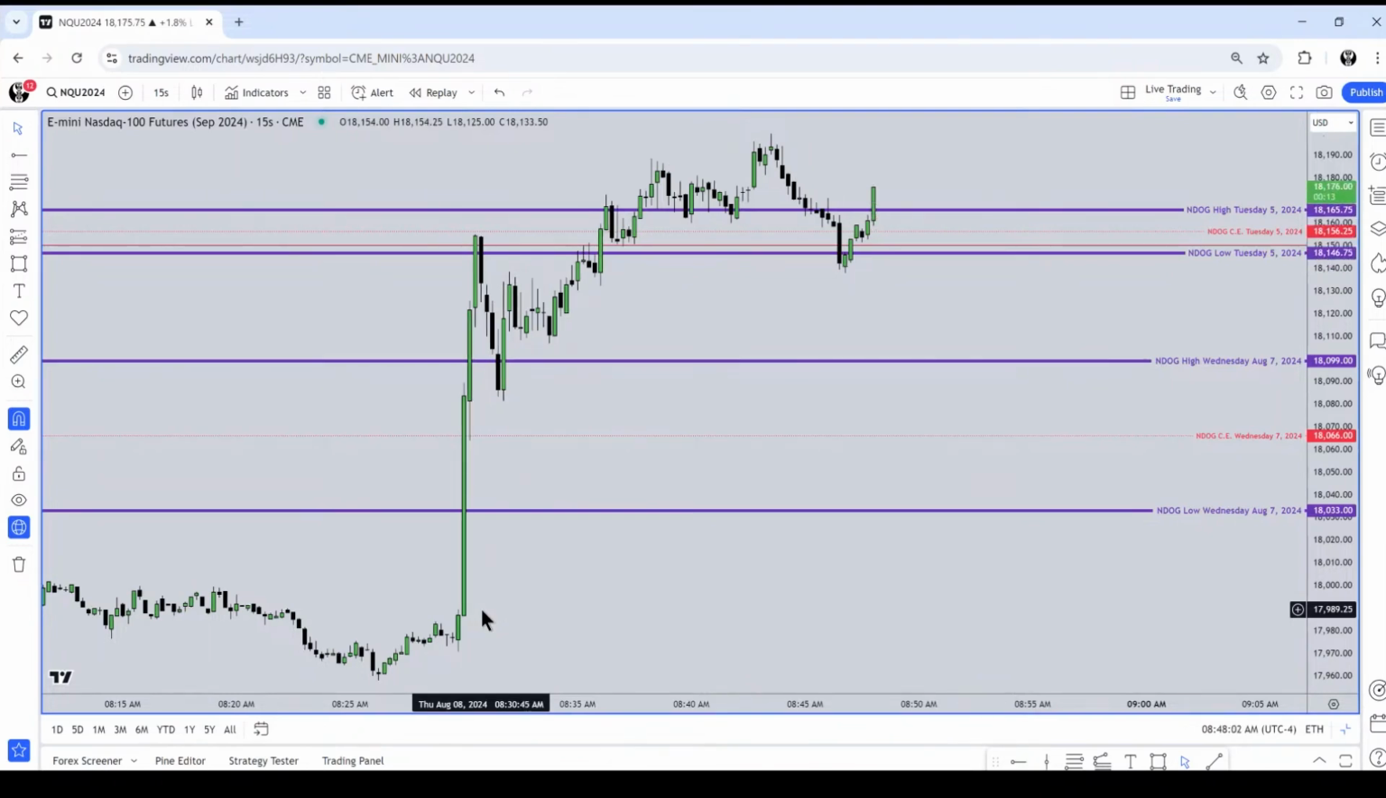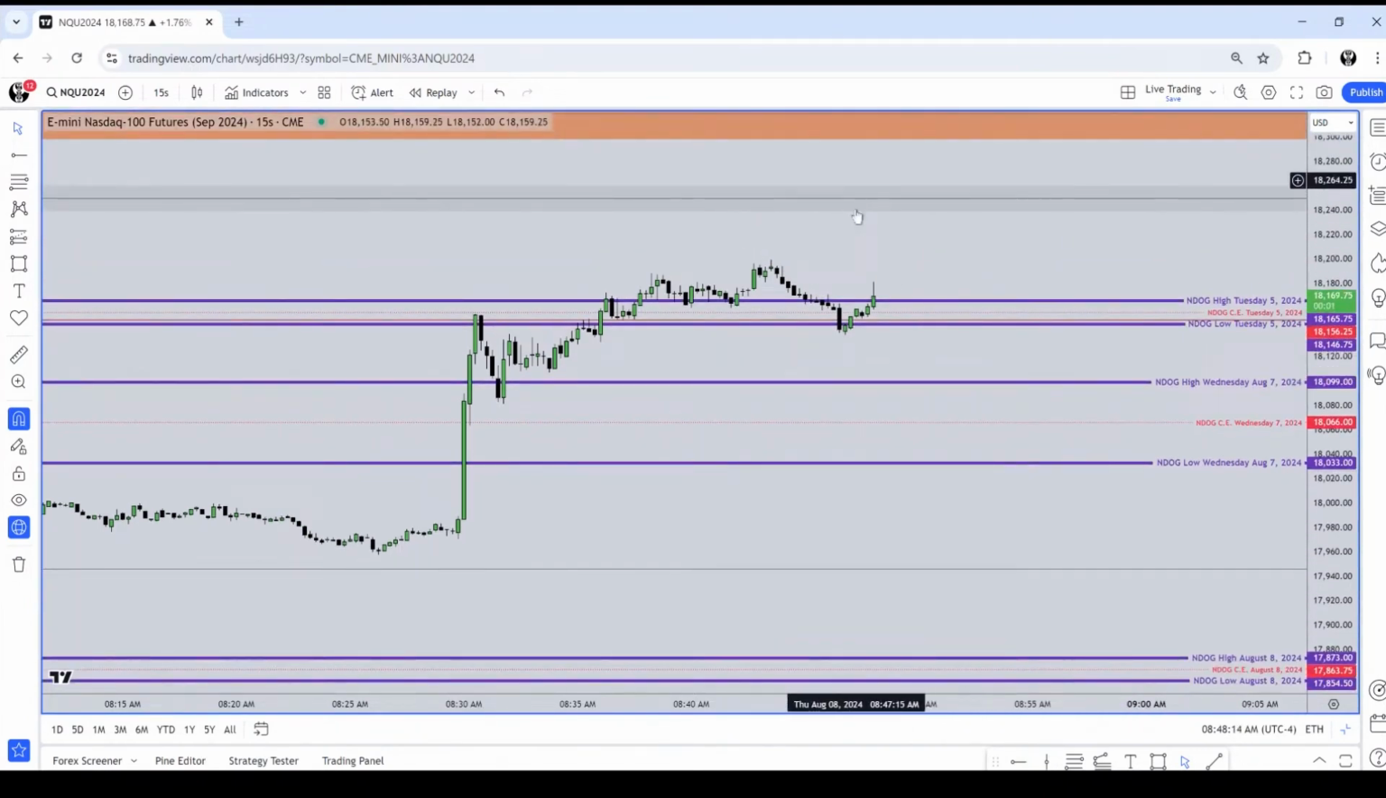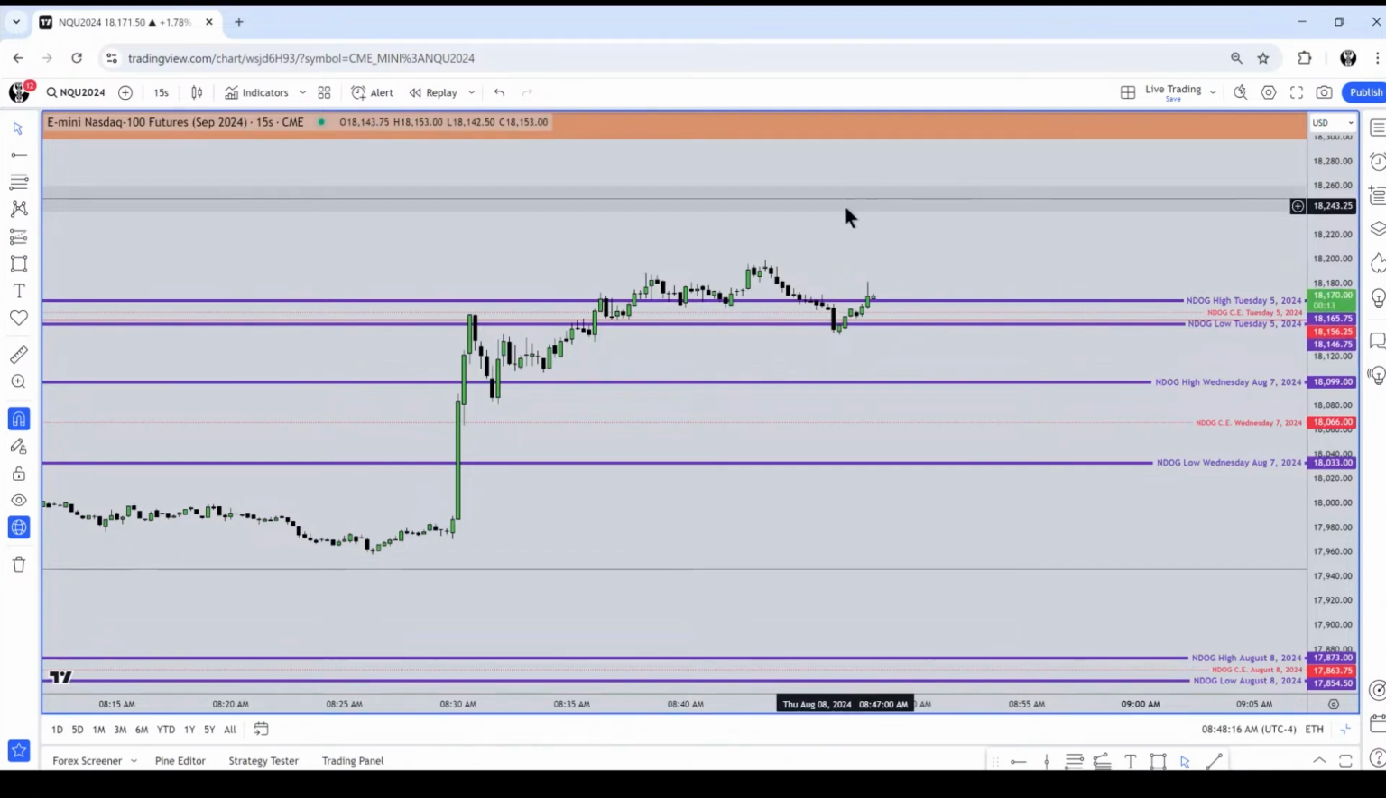Well, on the 15-second chart, we can see it runs into Wednesday's new day opening gap, Tuesday's new day opening gap, and then we have this fair value gap that is above equilibrium on the price run that's dropped since Wednesday's high.